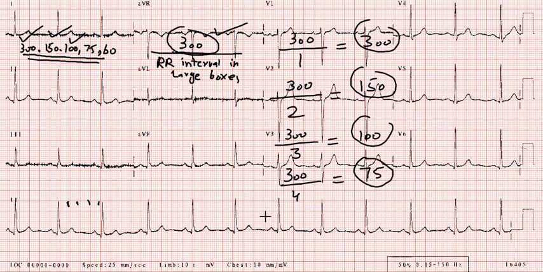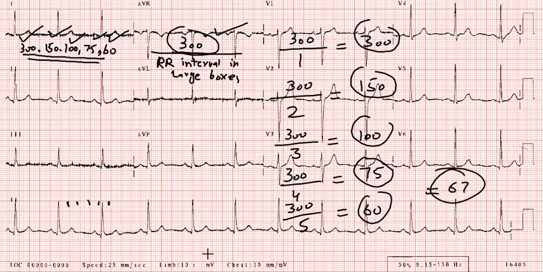This 75. And if there are five large boxes, then the heart rate will be 60. This 60. Here the number of large boxes is somewhere between 4 and 5, almost 4.5. So the heart rate must be almost 68, 67, somewhere between there.